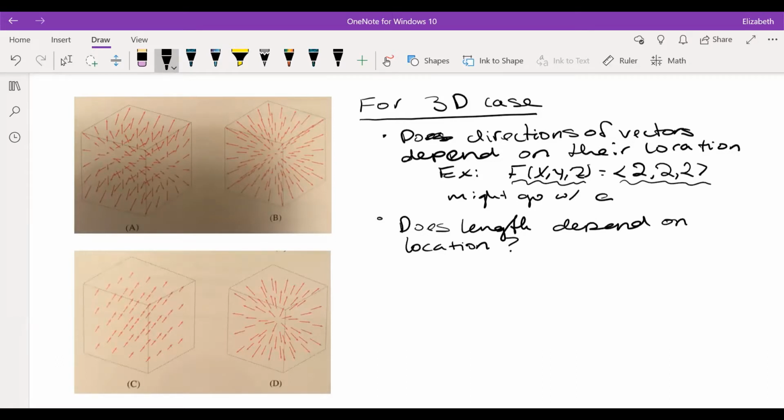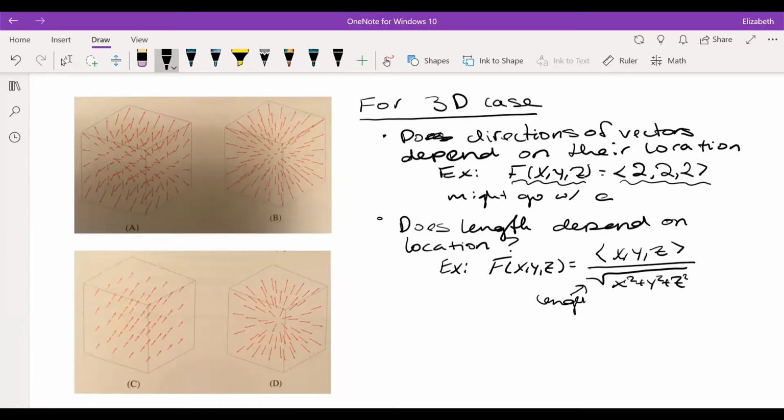So here's a little bit trickier example. Suppose that we have f of x, y, z equal to just the vector x, y, z, but then we divide by its length. Since the vector x, y, z is always being divided by its length, we know that this whole vector has to have length 1. However, since we are plugging in x, y, and z, we can expect the direction it's pointing to change. It will always have the same overall length.